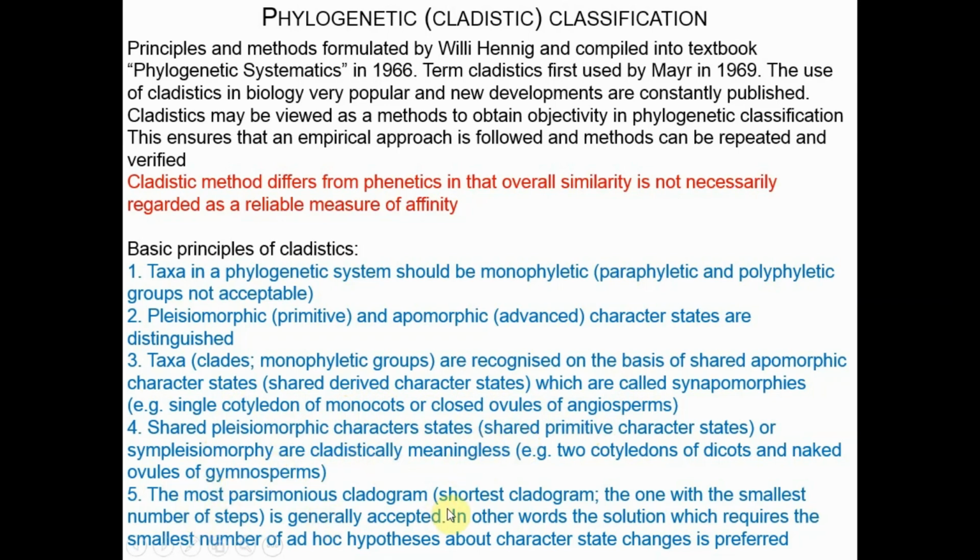And the most parsimonious or shortest cladogram, the one with the smallest number of steps or the smallest number of changes, is the one that is accepted. So the solution that requires the smallest number of hypotheses about the character state changes is preferred. So that's what's meant with most parsimonious.